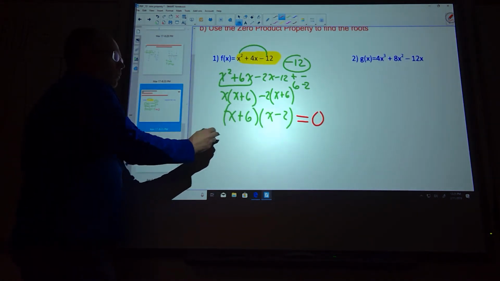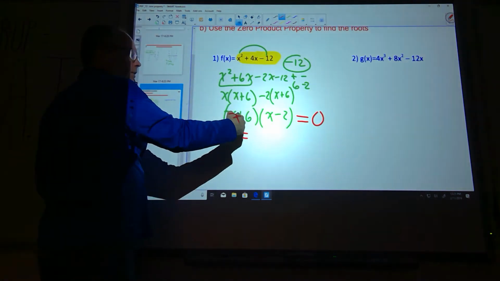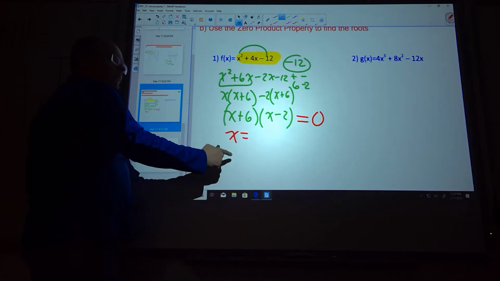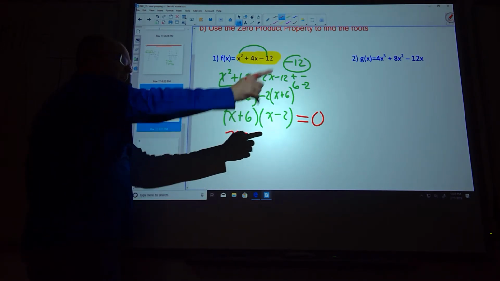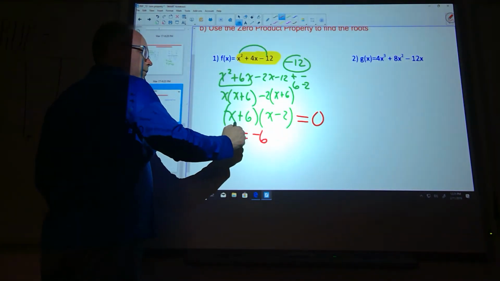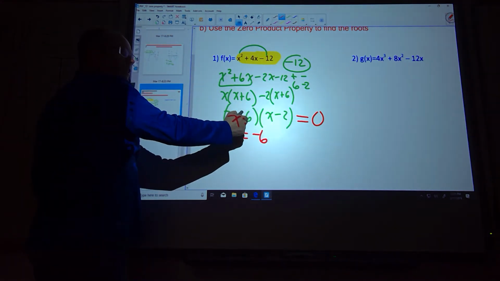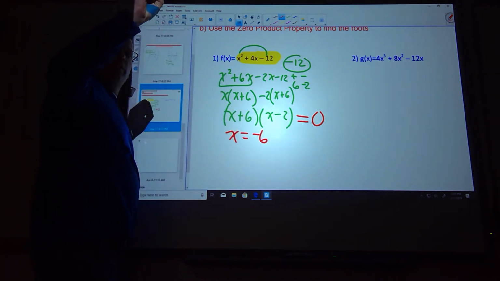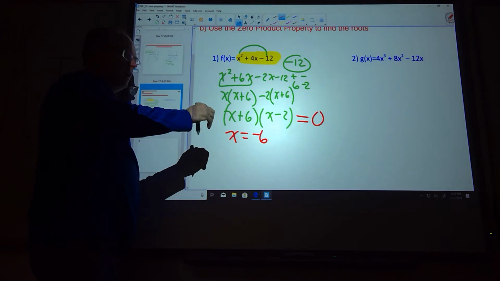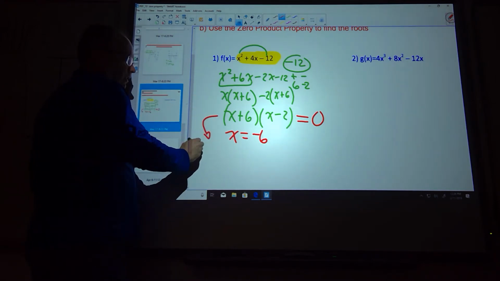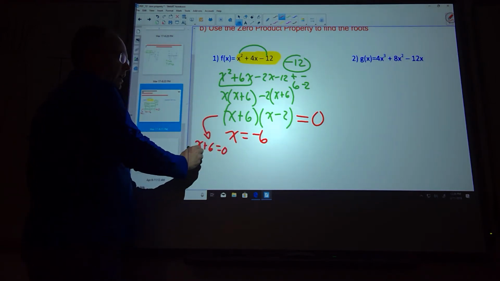So, what answer is this one? Negative 6. Good. How did you get that? Because if I go negative 6 plus 6, I get 0. Right? So what I really did is just did this. I went x plus 6 equals 0. Subtract 6 from both sides.